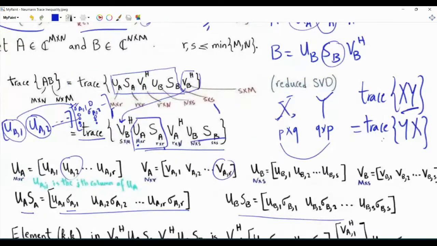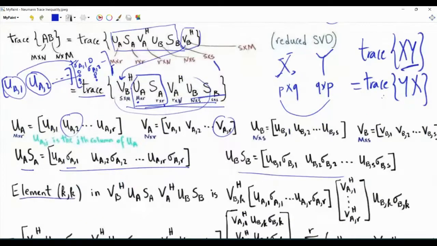Now, the trace, by definition, is the sum of the elements on the main diagonal. So here we are interested in the trace of an S by S matrix. What we will do is write down an expression for element KK, an element on the main diagonal of this S by S matrix, and then we will sum over index K from 1 to S, and this will give us the trace.